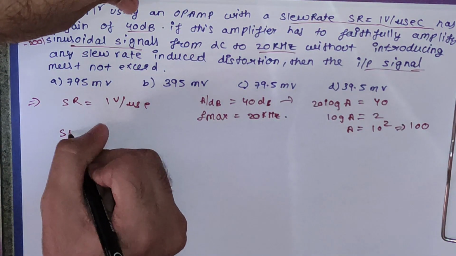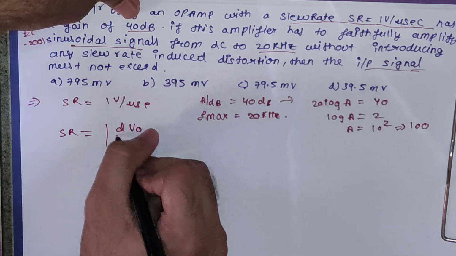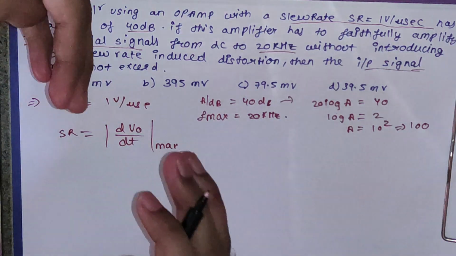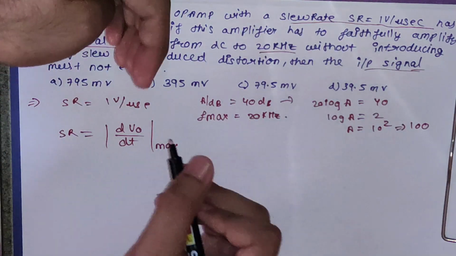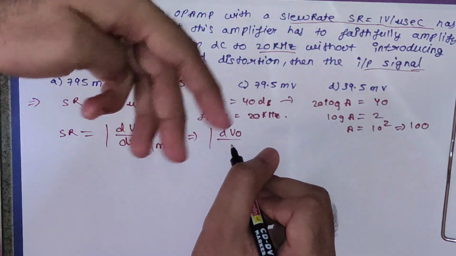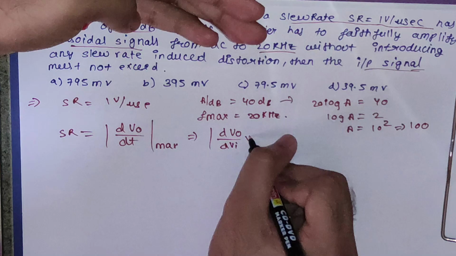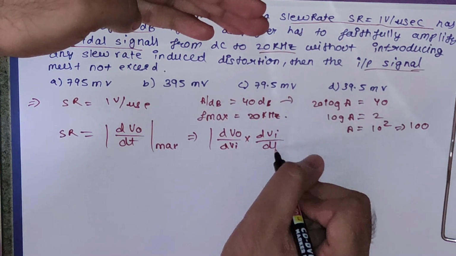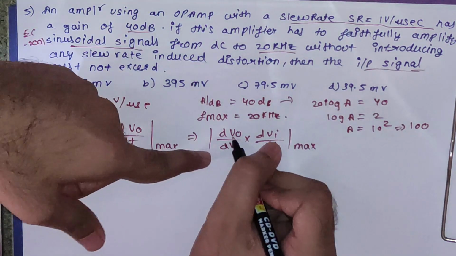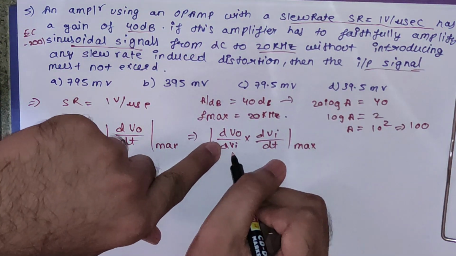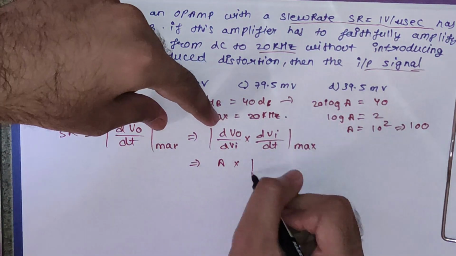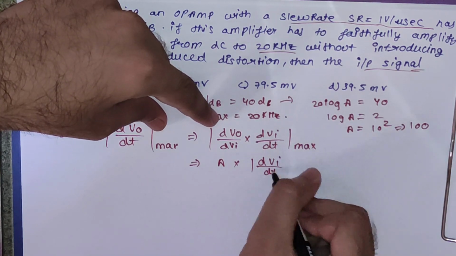Since we know the formula of slew rate is dVo by dt, which is with respect to output voltage, we now have to change this formula into Vi somehow. Let's see how we can do this. What you have to do is divide and multiply dVo with dVi, so you will get dVi by dt. This won't change the meaning of the formula. Now this change in output voltage upon change in input voltage is what our gain is, right? So we can write it as A into dVi by dt maximum.